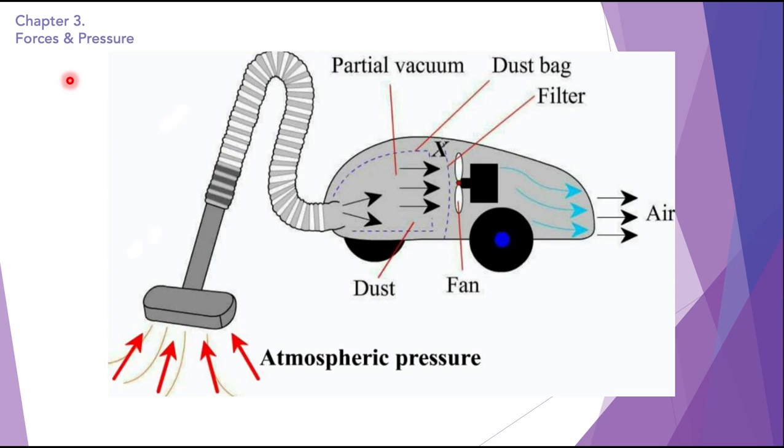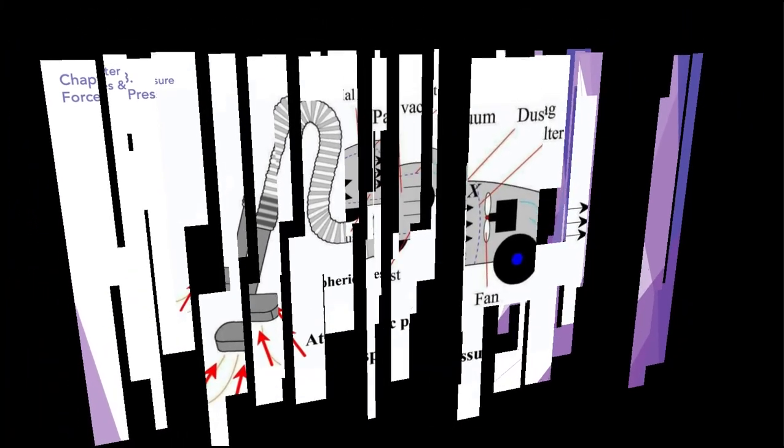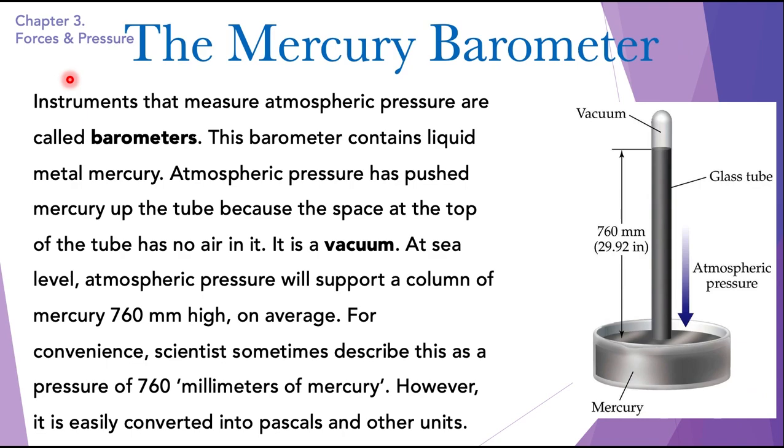Now we're going to look at the instruments we use to measure pressure. On number 1 we have the Mercury Barometer. So instruments that measure atmospheric pressure are called barometers. Remember, these instruments only measure the atmospheric pressure, not the liquid pressure. So this barometer contains liquid metal mercury.